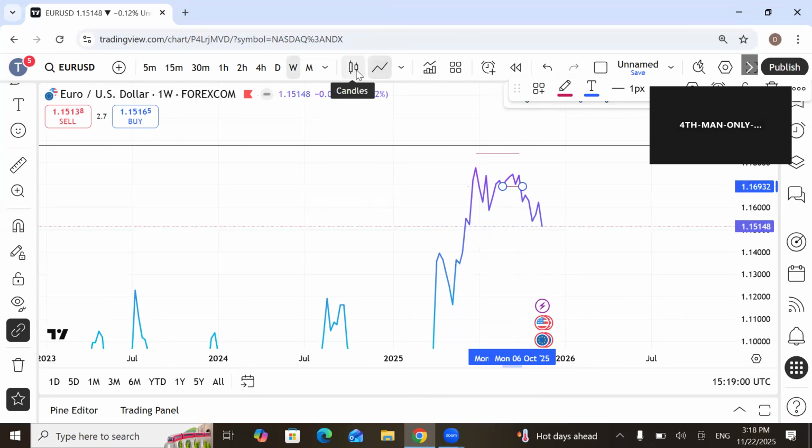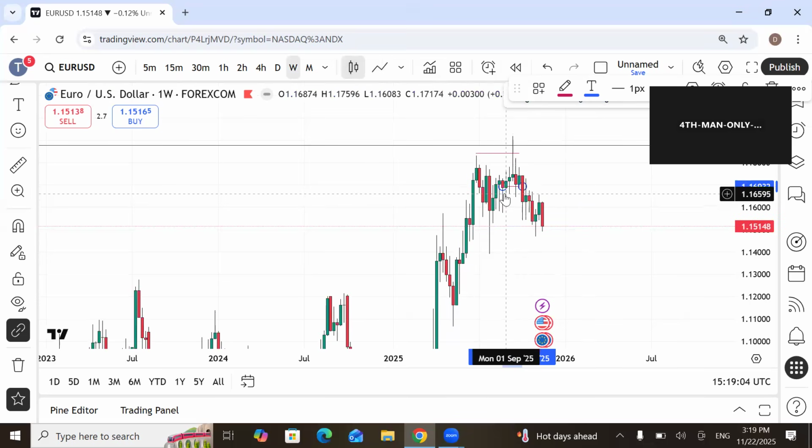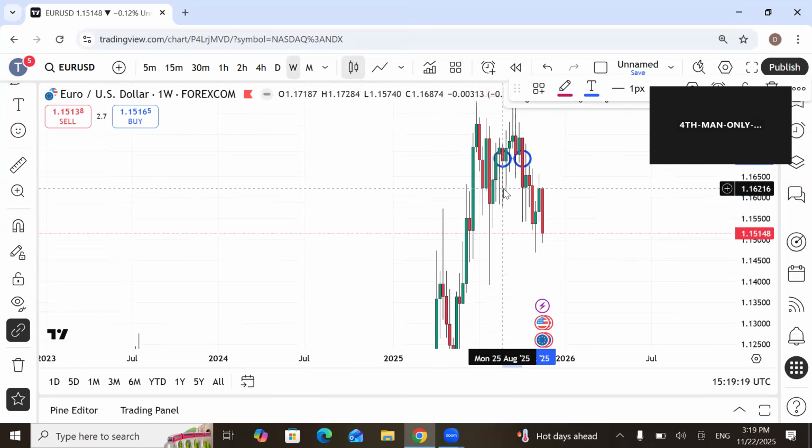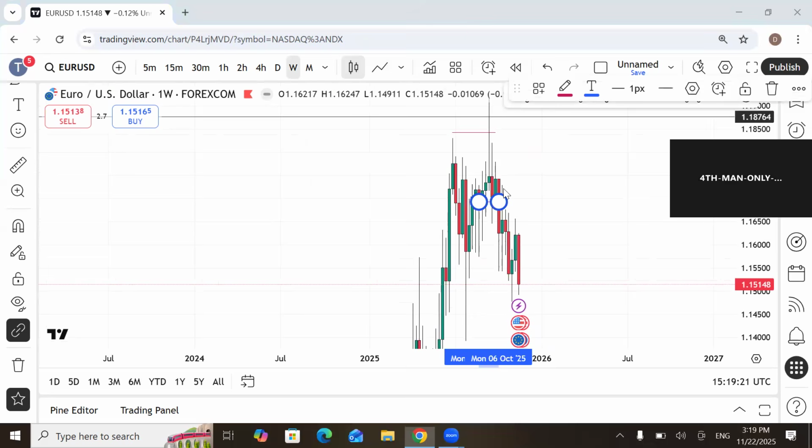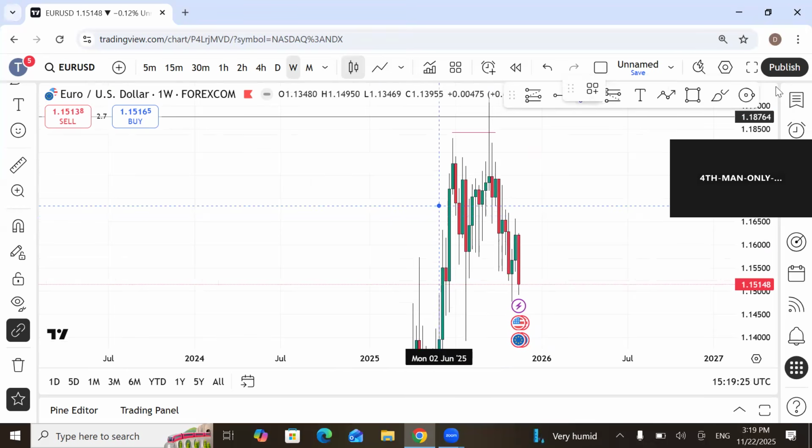Let me move back to the candlestick. You can see that this is the last V-shaped key level that price created before price tapped into this monthly key level. Consider this the last A-shaped key level, and this the last V-shaped key level that price created on weekly time frame. So let's mark it out.